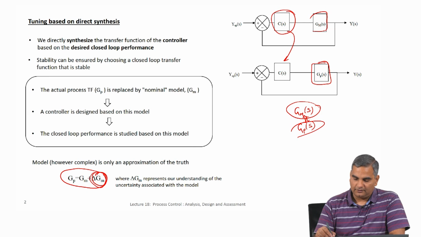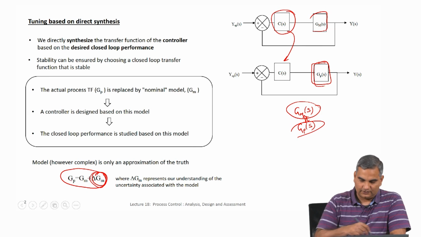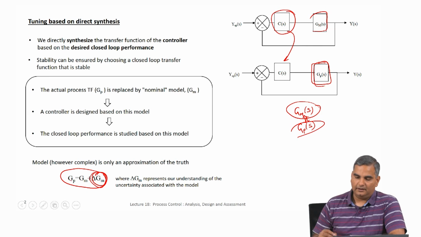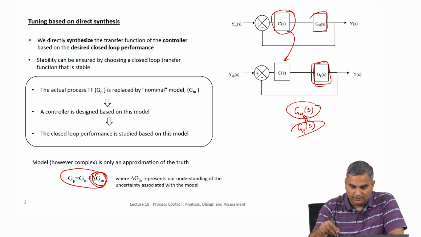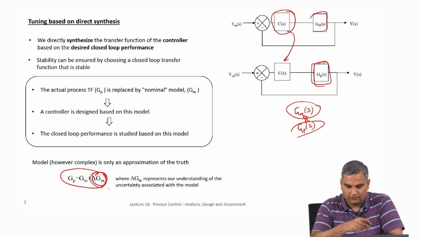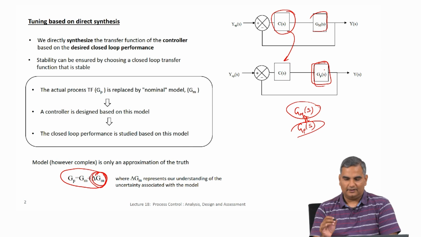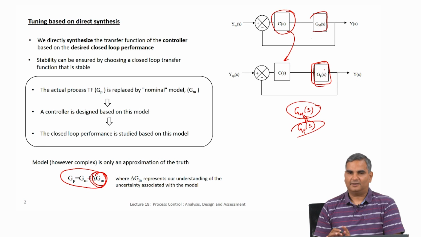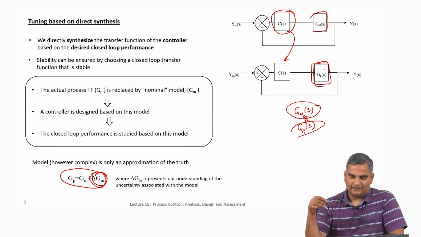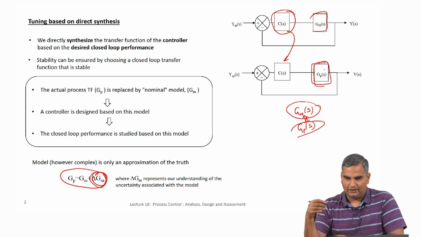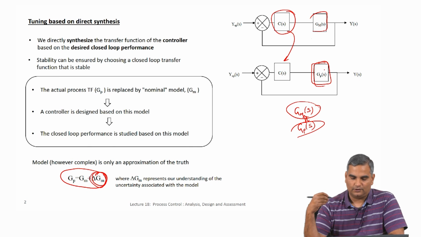However, if this is different from this and that difference is the delta GM, then this controller will still do reasonably well if this delta GM is small, but the performance that you will get from here will be different from the performance you will get in the real actual plant implementation. So, this is a reasonably simple idea, but sometimes we miss this and keep using process and model interchangeably. So, it is a good idea to remember this.